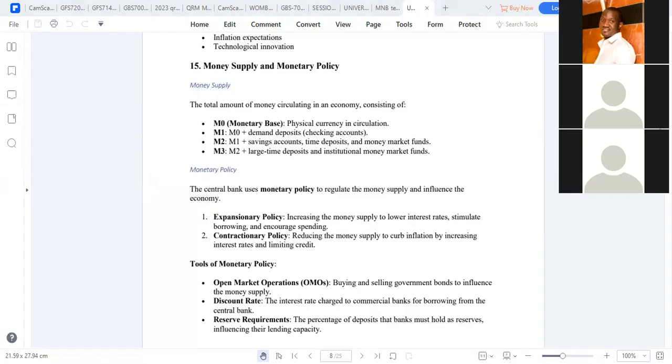So what types of monetary policy tools do we have? So we have the OMO system, which involves buying and selling of government bonds. We have discount rate, which is a rate that is charged by central bank to commercial banks for borrowing funds. We have reserve requirements. So reserve requirements refer to the percentage of deposits that commercial banks are required to hold as reserves. Okay, a certain percentage of their minimum balance.